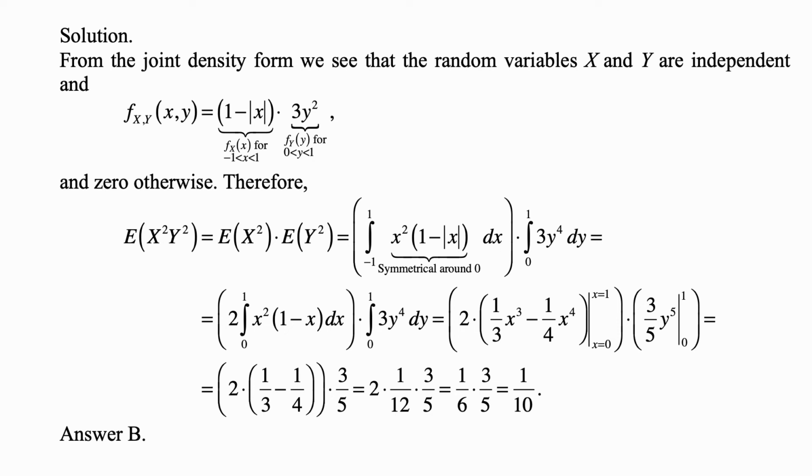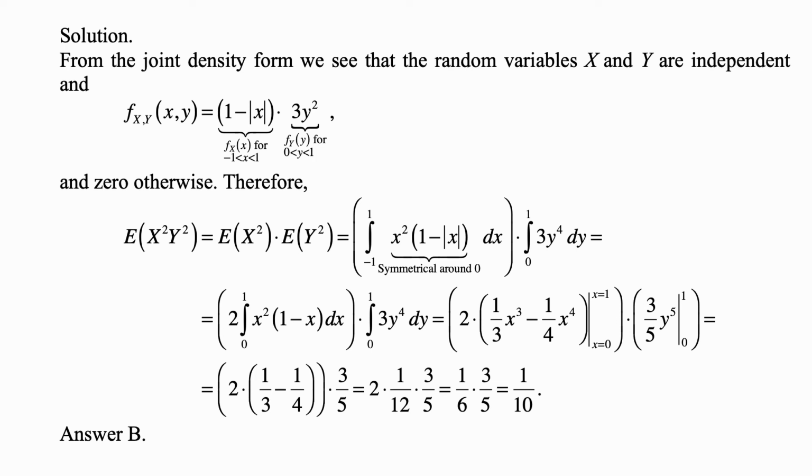Okay, well then the first integral is 2 times 1/3 x cubed minus 1/4 x to the 4th, and we evaluate this from 0 to 1. And this is multiplied by 3/5 y to the 5th, evaluated from 0 to 1, which is 2 times 1/3 minus 1/4 times 3/5. 1/3 minus 1/4 is 1/12, so this is 2 times 1/12 times 3/5.